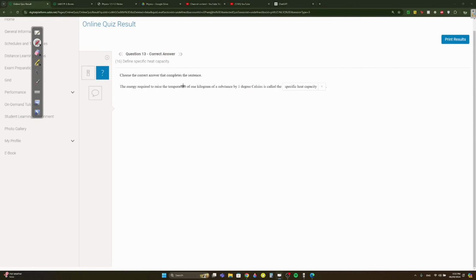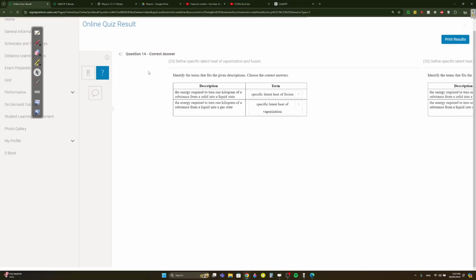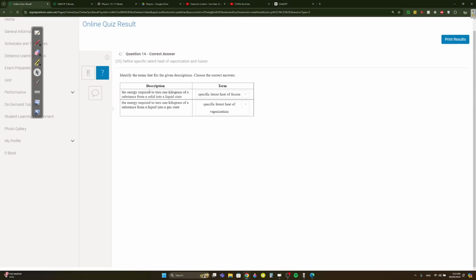Okay, we're almost done. The energy required to raise the temperature of 1 kilogram of substance by 1 degree Celsius is called what? The specific heat capacity. C. In other words, C. Question 14. Okay, the energy required to turn 1 kilogram from solid into liquid, we said that's latent heat of fusion to melt it. Okay, the energy required to turn 1 kilogram of substance from liquid into gas, we said that's latent heat of vaporization. Thank you so much for watching and good luck.